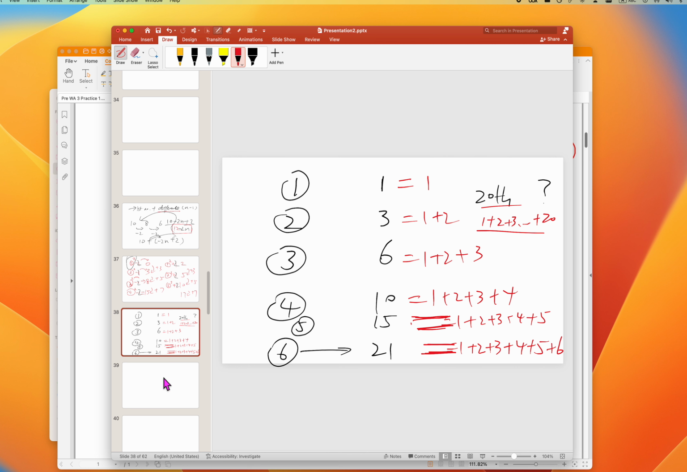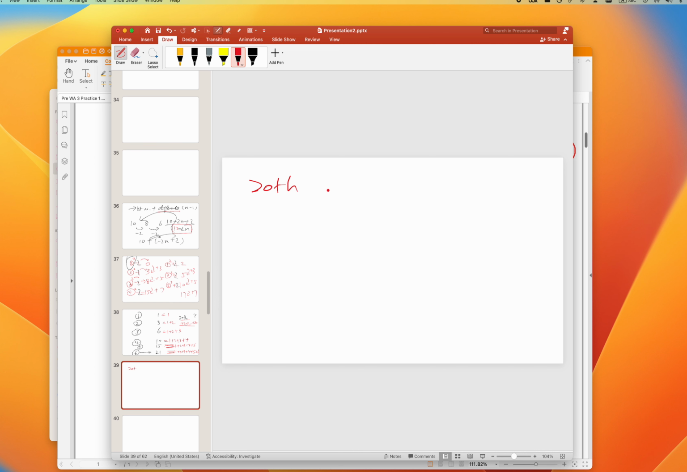What about, do you have a simpler way to solve this? 20 times 20 plus 1, divided by 2, which is 10 times 21. Okay? So that will give you 210. Okay? So this is the third tool you have in your toolbox.